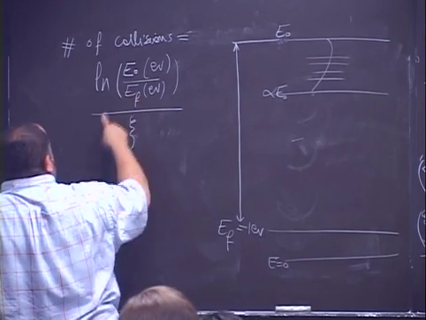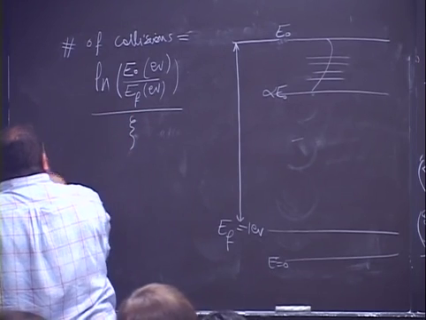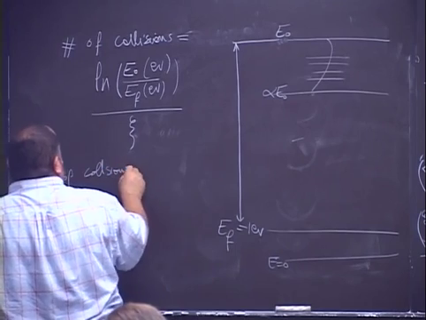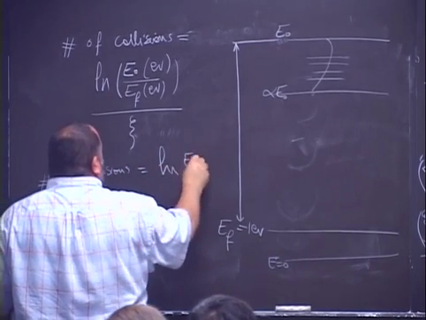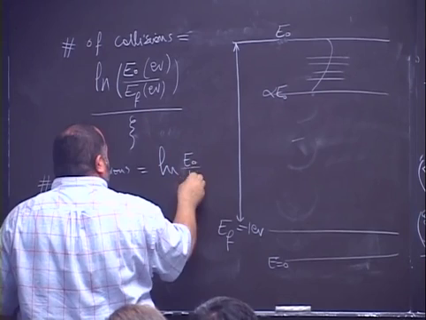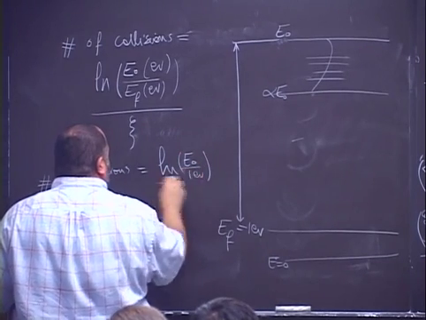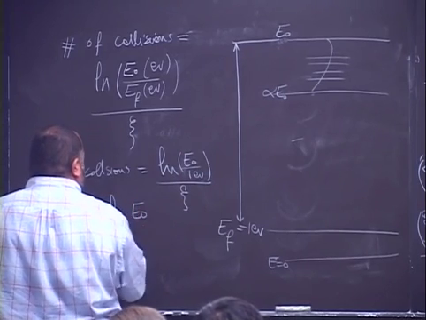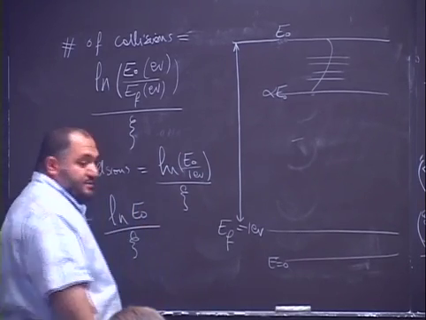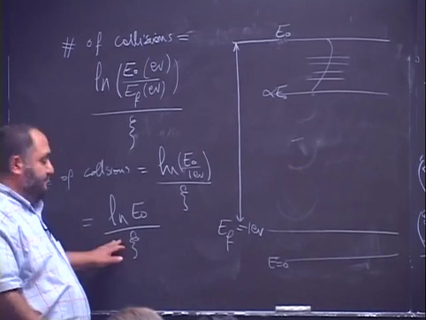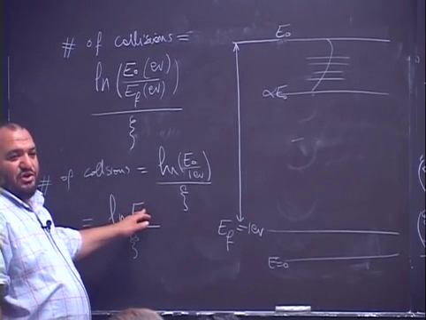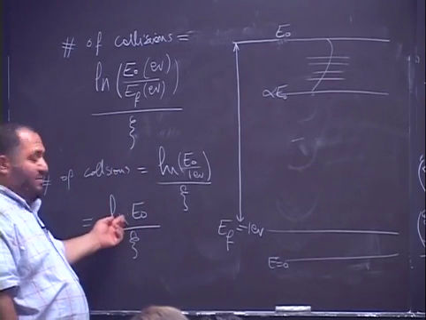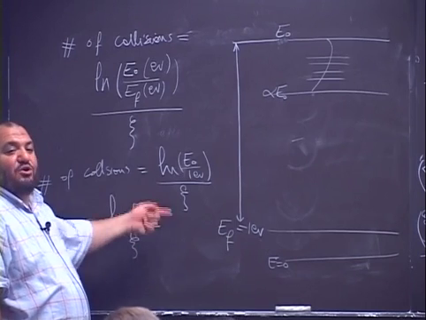So let's assume that now E final is 1 electron volt, so the number of collisions will just be ln of E naught divided by E final, which is 1 electron volt, divided by zeta. Okay? So let's assume that the neutrons start at fission with, let's say, 2 million electron volts. So this will be ln 2 times 10 to the power of what?